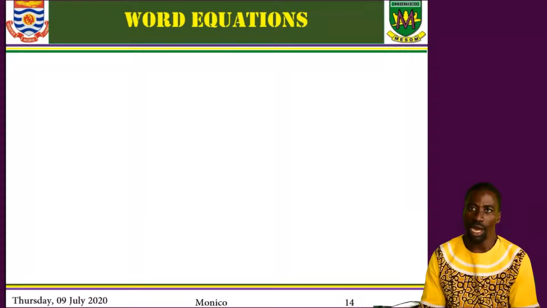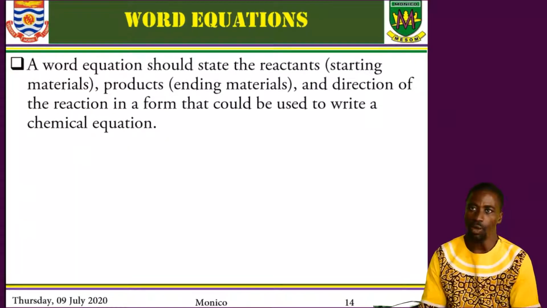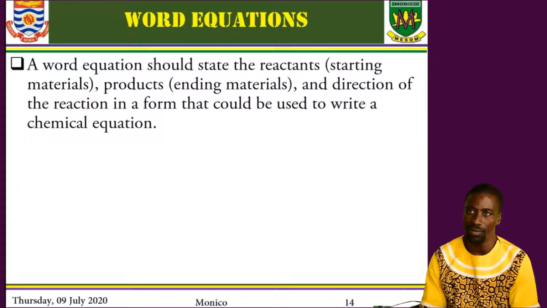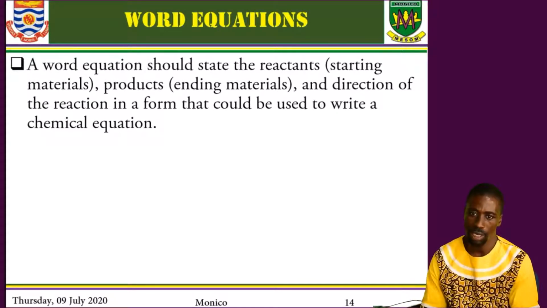Alright, so we are going to look at what we mean by word equation. A word equation should state the reactant, that is the starting materials. It should also give us the ending materials, and the direction of the reaction in a form that could be used to write a chemical equation, right? So this is very, very important, right?